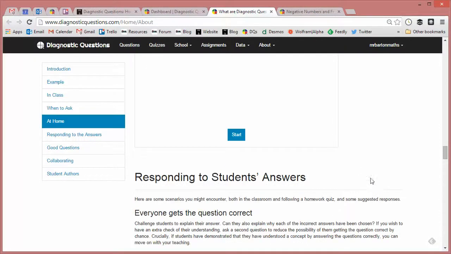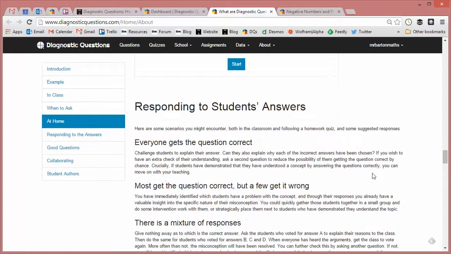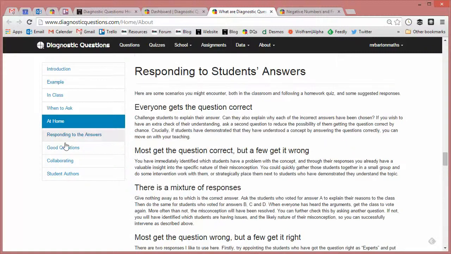What's very, very important is actually responding correctly to the student's answers. Because it's all well and good asking a question and getting in all that response and explanations, but what do you actually do with it as a teacher? So what I've tried to do here is think of as many different scenarios as I've actually encountered myself in the classroom, and just give a few thoughts and share a few strategies that I've found reasonably successful.